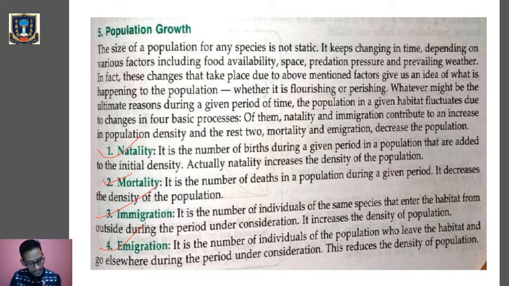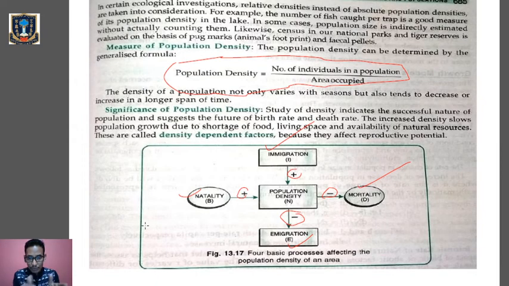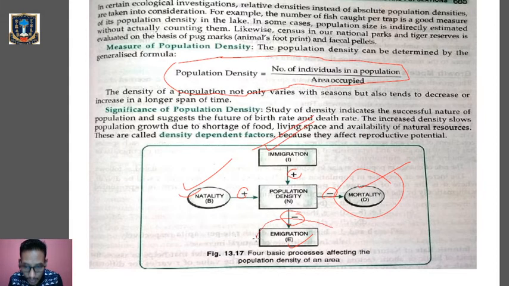So natality and immigration will increase the population density, but mortality and emigration will decrease the population density. And these four factors will affect our population size, or growth of the population. So when there will be more natality and more immigration, then the population density will increase. But when there will be more mortality and more emigration, then the population size will decrease. That's why mortality and emigration are indicated by a negative sign, and natality and immigration by a positive sign. So these four factors will affect the population density. Keep this in your mind.